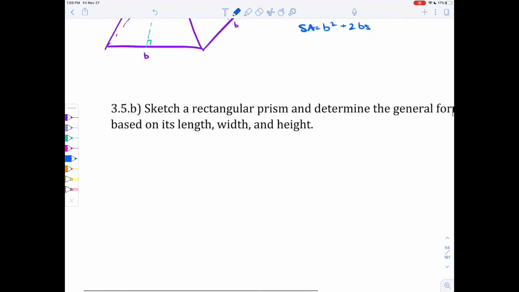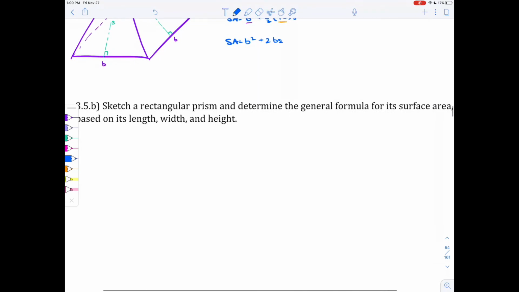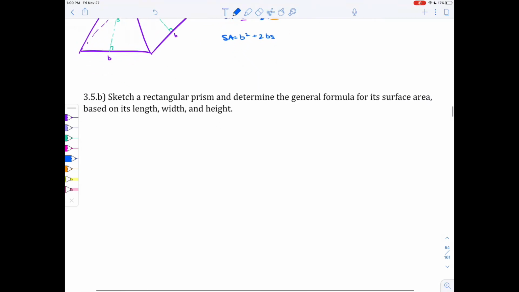That is such a good point. So we're going to be given those general formulas. We can figure out the specifics as we need them.